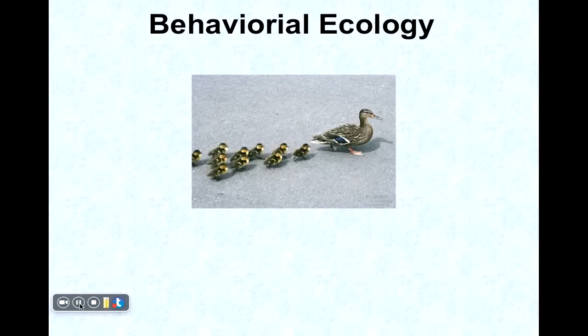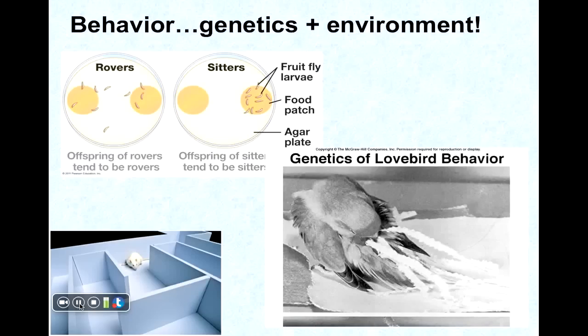This video will explore some basic concepts related to behavioral ecology. And let's just begin by making the point that many behaviors in animals are both genetically based and environmentally based. So we can look at experiments done with rats making their way through mazes, nest building behavior in lovebirds, and even foraging behavior in fruit fly larvae to demonstrate the genetic and the learned components of various behaviors.